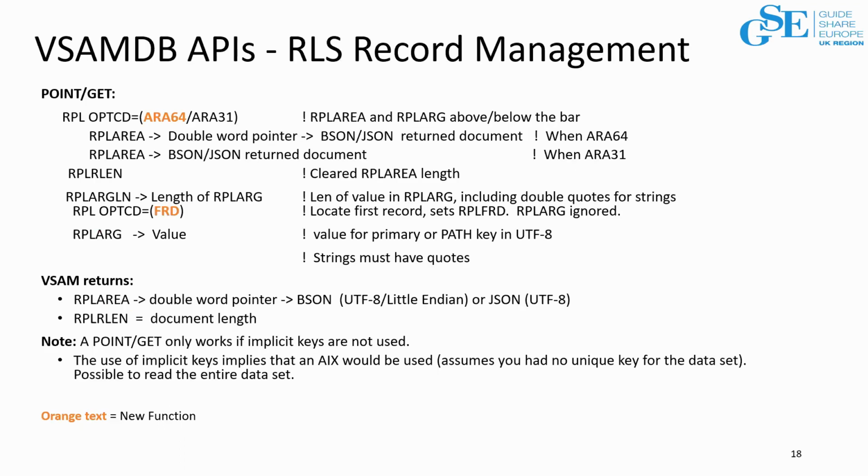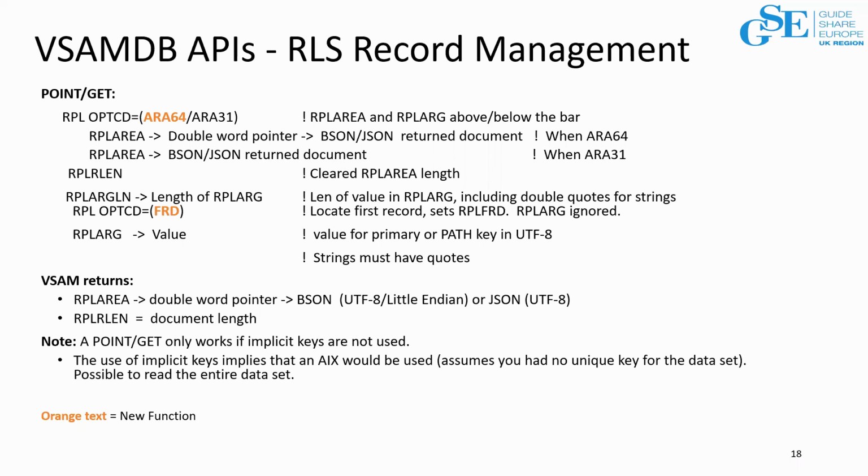Again, the same is true when you go to do a point or a get. A point will only work if implicit keys are not used. So if you did not define a primary key and you said, hey, I'm going to use implicit keys, you can't do a point. You can still sequentially read through the file, but the way that we generate implicit keys doesn't really give us a way to locate the record. We don't pass you back what that implicit key is, so you don't know what it is. So you can sequentially read through the file, but you can't actually point to a specific record.